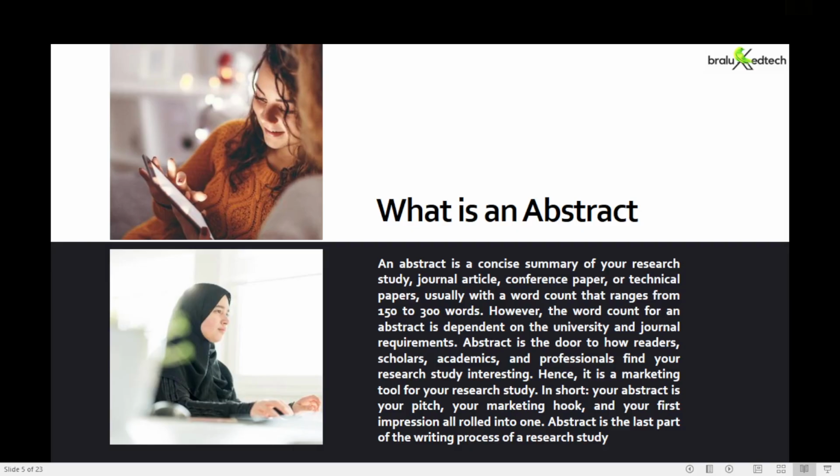So we are going into the main section of the course. Let us begin with the most fundamental question, which is: what exactly is an abstract? From a journal and university perspective, an abstract is a concise summary of an entire research study. It typically ranges from 150 to 300 words, depending on the university guidelines, journal requirements, or conference specification.